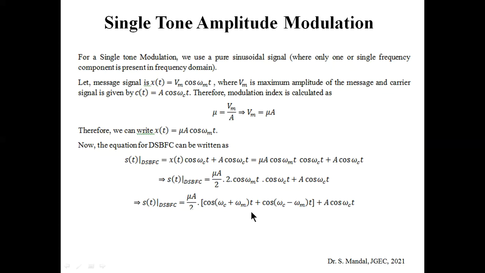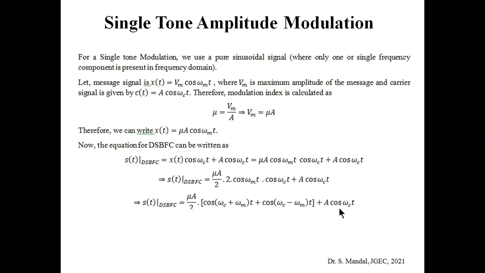So this is the time domain representation of single tone DSB-FC signal. Here you can observe that there are two frequency components in the first part of this equation, that denote the sidebands. One frequency component is omega c plus omega m, and another is omega c minus omega m. So this denotes the USB term, this denotes the LSB term, and this term obviously corresponds to the carrier term.